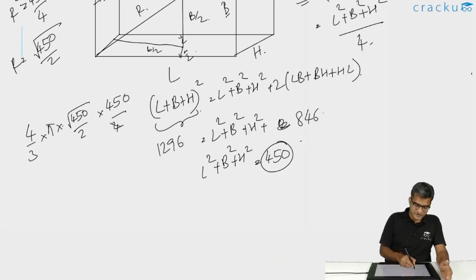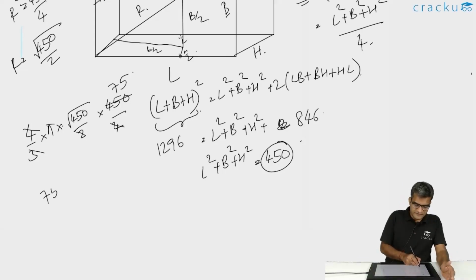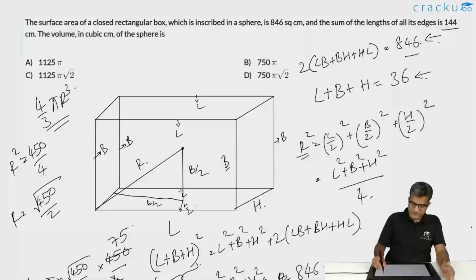We just have to simplify this. We can cancel 4, we can cancel 4. This is 6, this is 75. Square root of 450 is square root of 225 into 2. So this is 75 into pi into square root of 450, which is 15 square root of 2. This is 1125 pi square root of 2. So that will be option C.